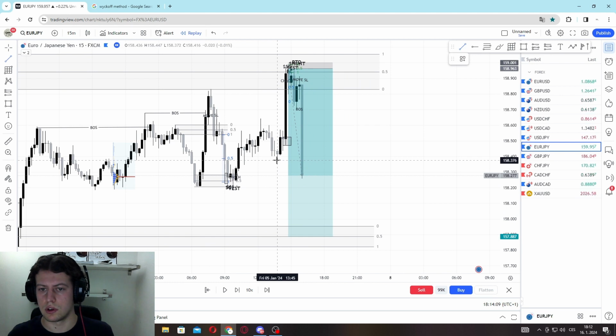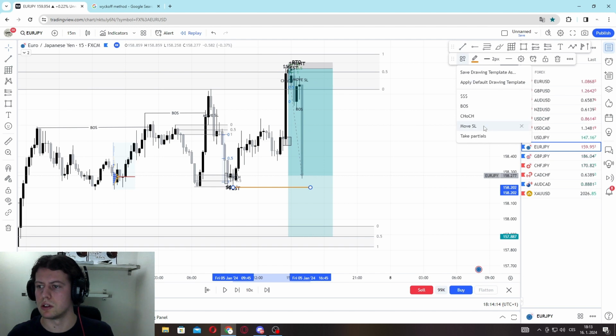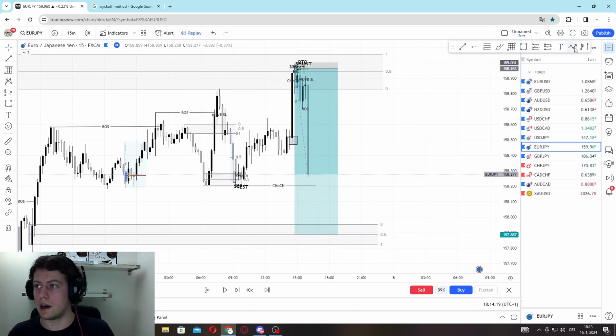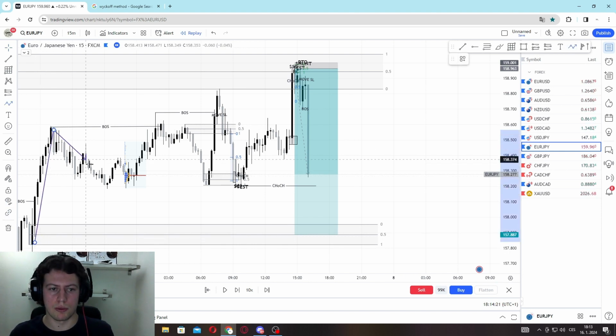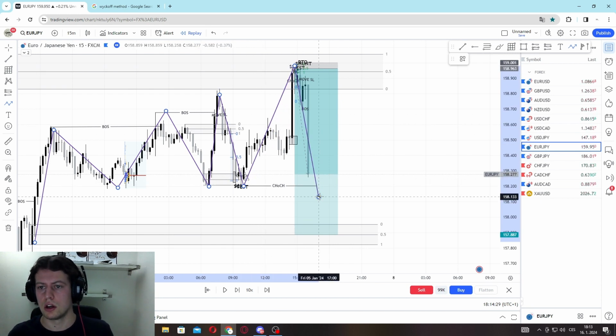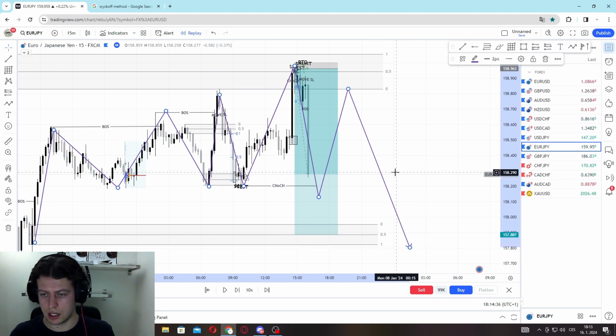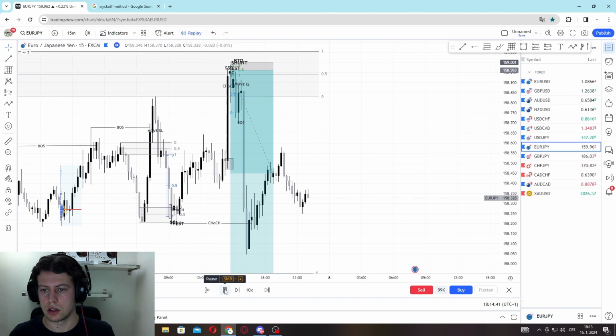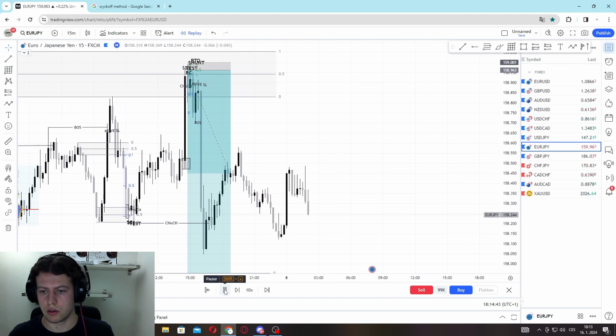Also, the real change of character would be right here, because you have breakout structure, breakout structure, breakout structure. This is the last low, so it has to go here. Maybe it will retest or go to the fair value gap, and it will go down. So we will see. You can see that it retests.